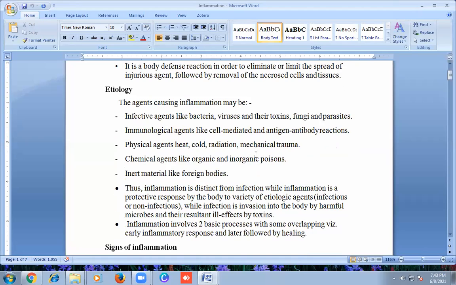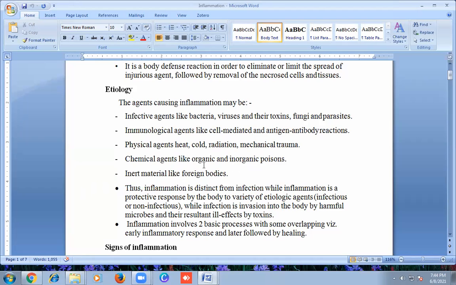But if mechanical trauma is there, that may be infectious. It will be further exaggerated. If you do not treat properly, it will turn into an infection. Okay, are you getting my point? Next one, that is the chemical agent. Chemical agents like organic and inorganic poisons, and inert material like foreign bodies.